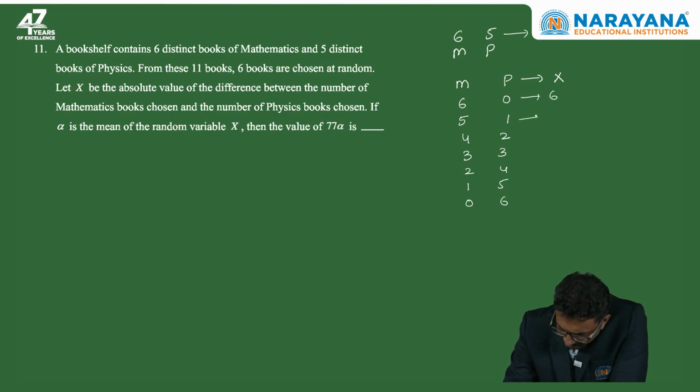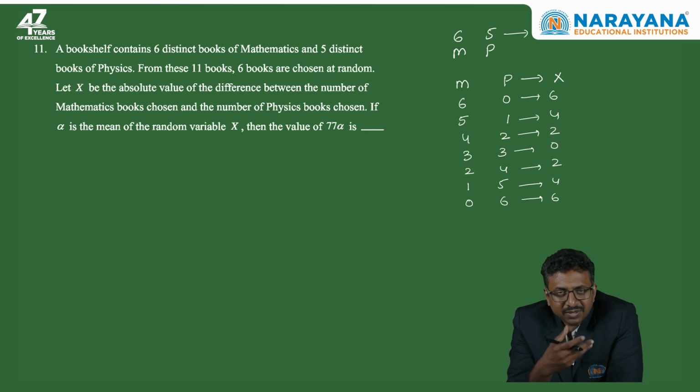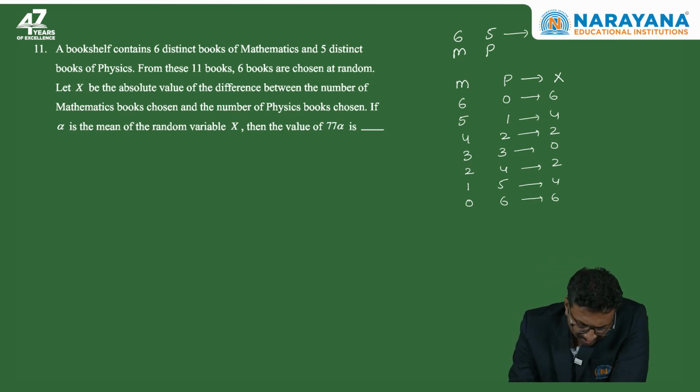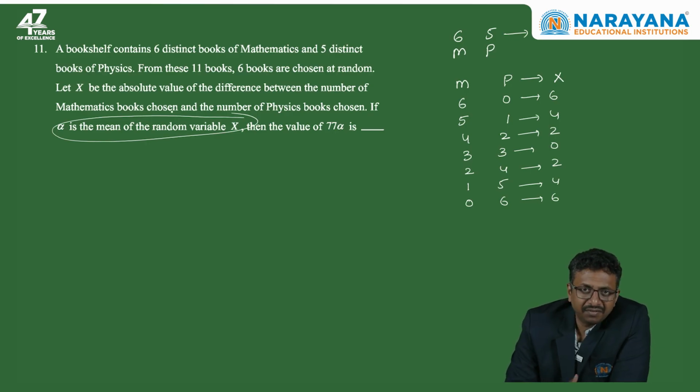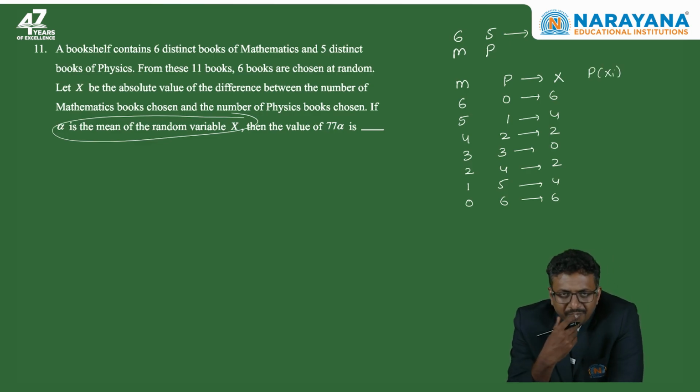So, the random variable values will be 6, 4, 2, 0, 2, 4, 6. These are the possible values of the random variable. Now, they are asking you the mean of this random variable. If alpha is the mean of the random variable, what is the value of 77 alpha? So, you just have to find P of xi. Mean is nothing but sigma of xi into P of xi.